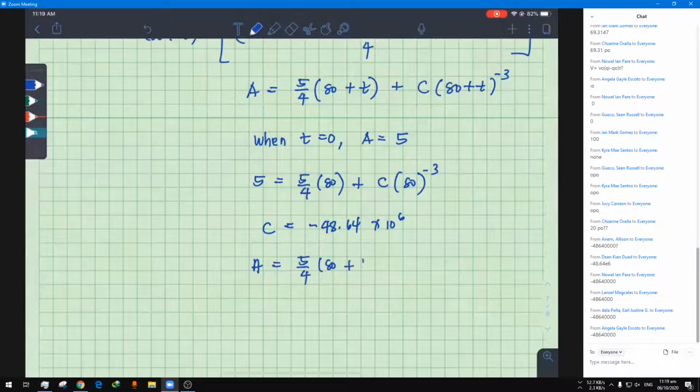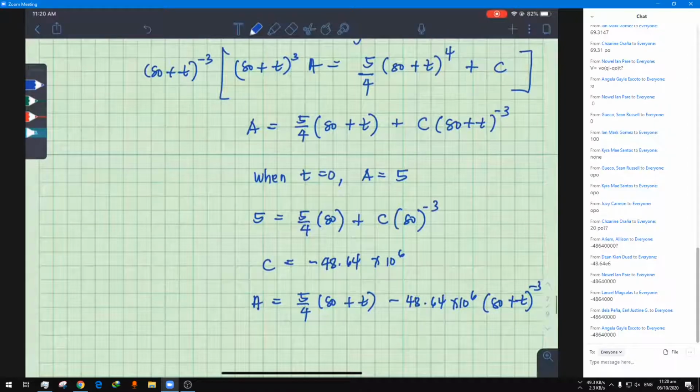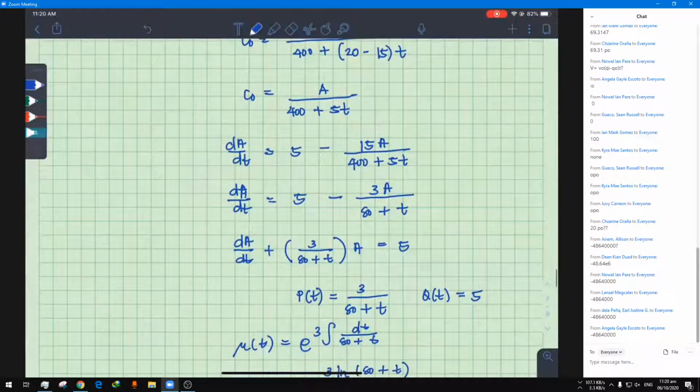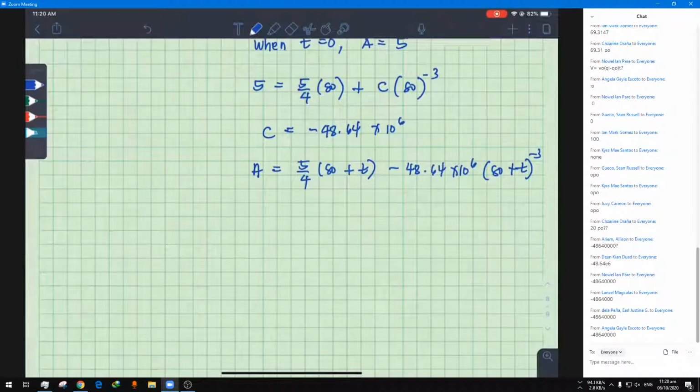So 80 plus T minus 48.64 times 10 raised to 6, and 80 plus T raised to negative 3. So ngayon, after 30 minutes, so what is A? So when T is 30, so what is A?